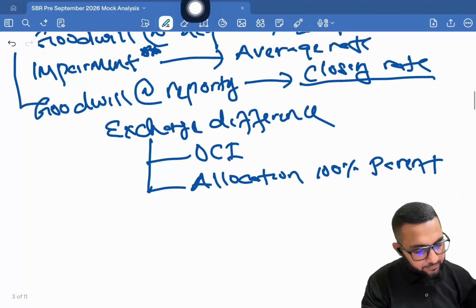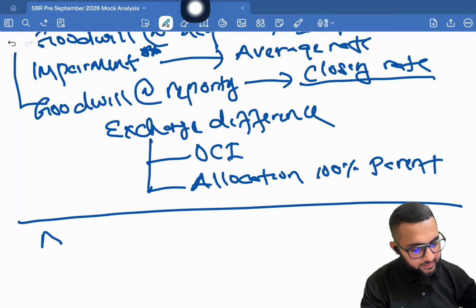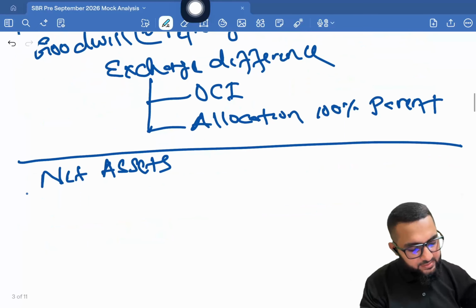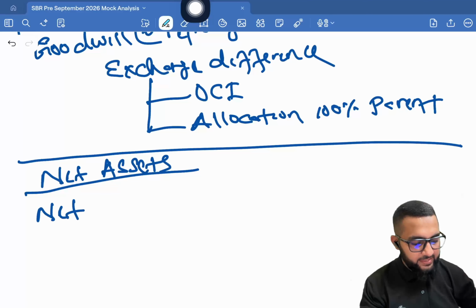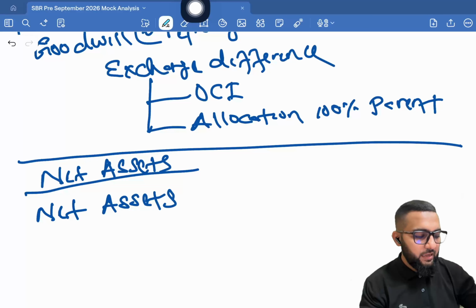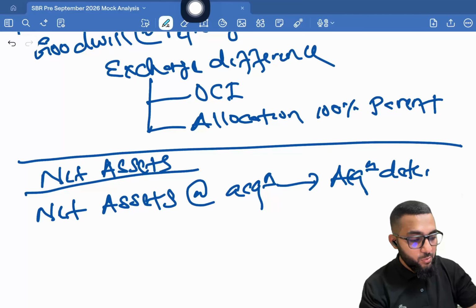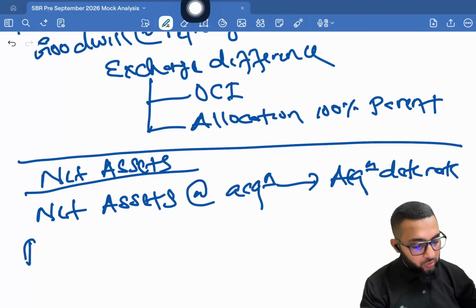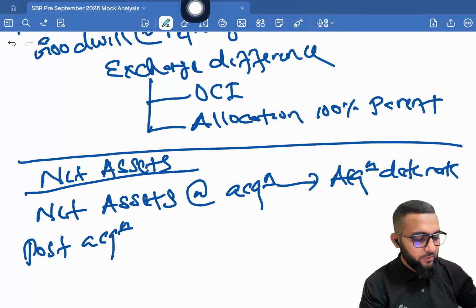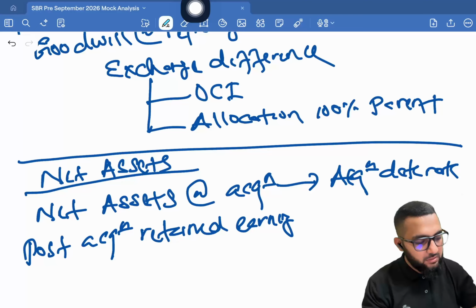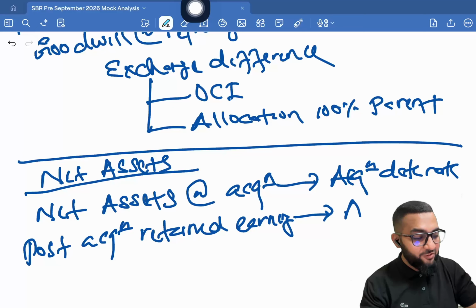That's situation number one. Then there is net assets. You have net assets at acquisition translated at the acquisition date rate. Then you have the post-acquisition retained earnings, meaning profit. You have to use the average rate.